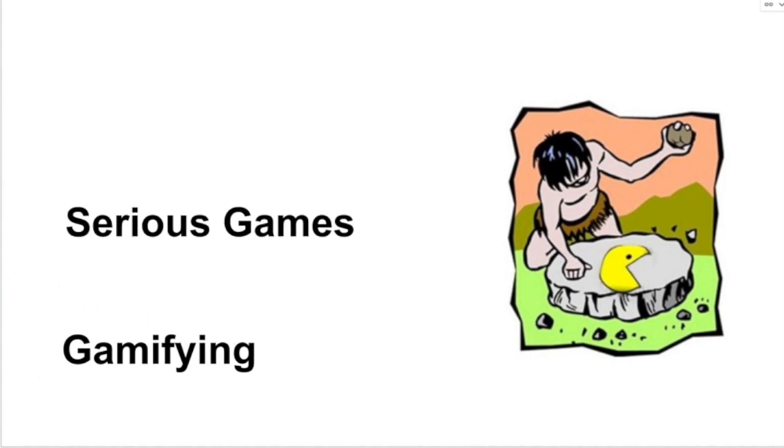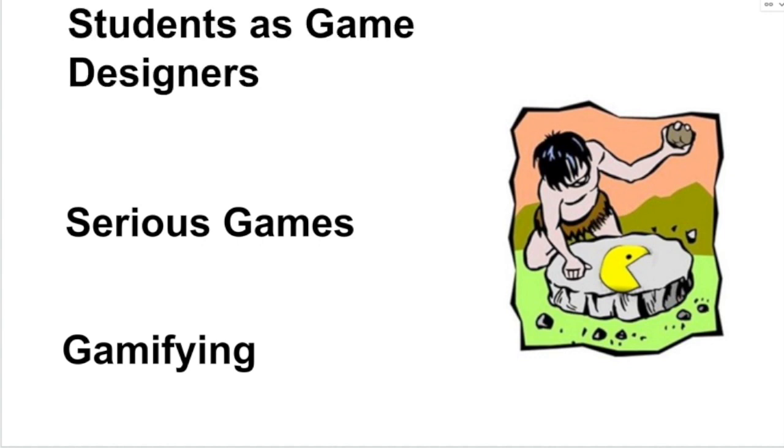So the first way that we can blur the lines between learning and playing is through gamifying or gamification. The second way is to use more serious games for learning. And a third way is actually to engage students as game designers. So let's take a look at each of these in more detail.